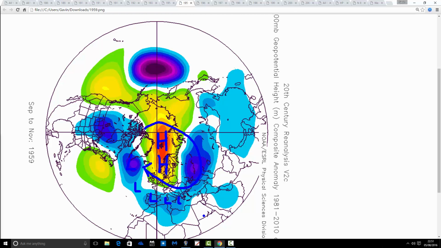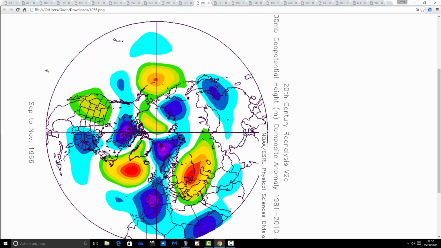So the autumn of 1952 is an El Nino to ENSO neutral autumn, and it's really quite a cold one. The autumn of 1959 is an El Nino to ENSO neutral autumn, and this is a much milder pattern. So again, I don't think we've got a discernible trend at this stage. We go through to 1966.